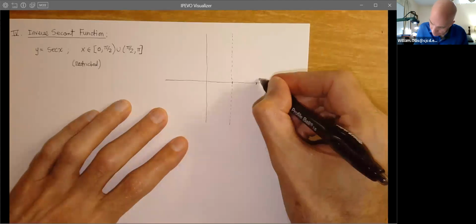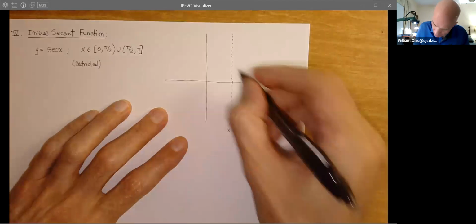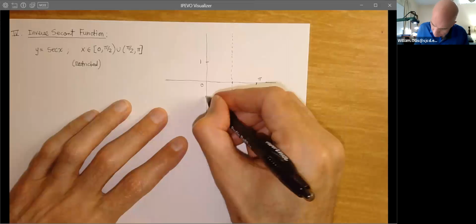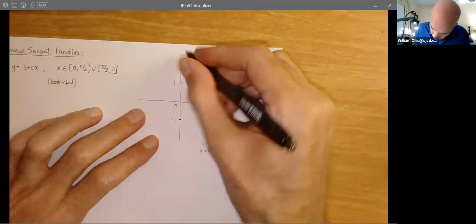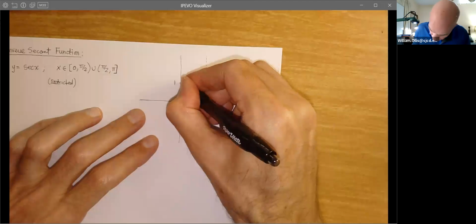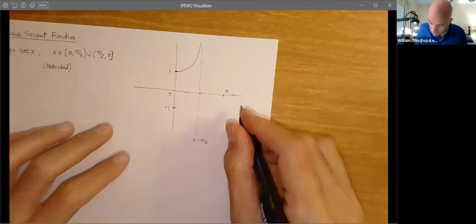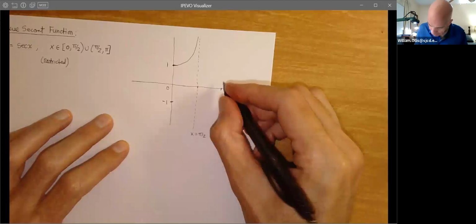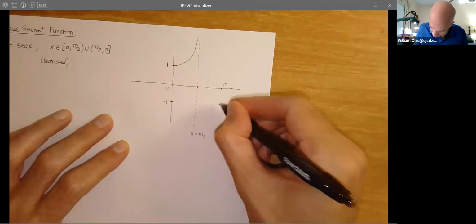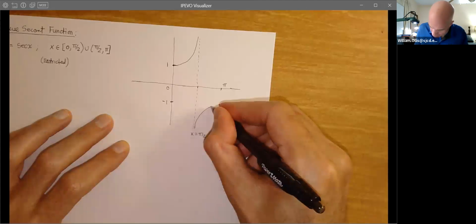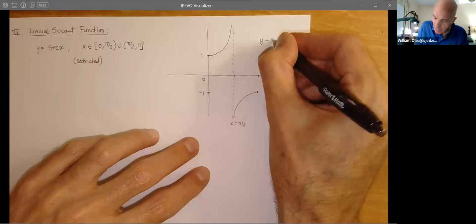Here's pi, x equals pi over 2 and 0. And we'll put 1 and negative 1. So I'll draw it. This piece here. So basically, we restrict, so this is y equals secant x restricted.